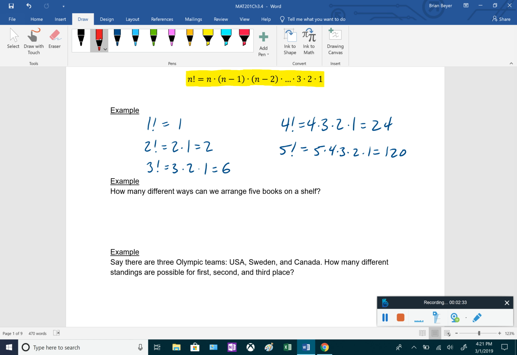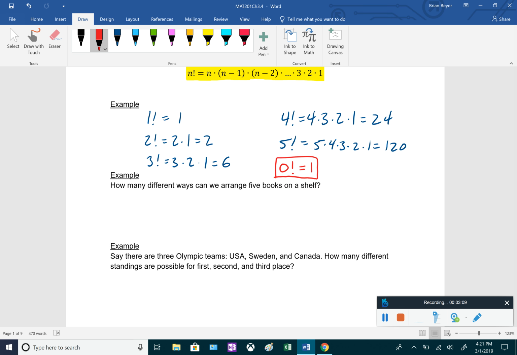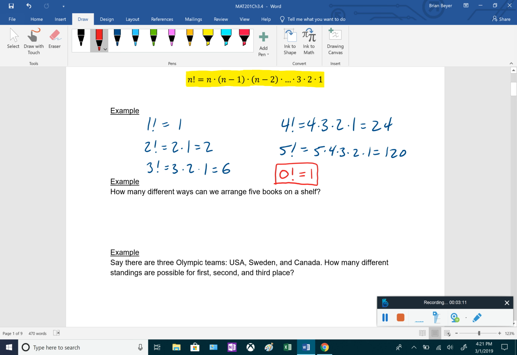So something to consider here. What if we have 0 factorial? You probably are thinking, hey, that is equal to 0, but it's not. 0 factorial is actually equal to 1. Since a factorial conceptually tells us how many different ways we can arrange that number of objects, 0 factorial is saying we have 0 objects. So we can arrange 0 objects one way, and that's just not having any objects. Conceptually it's a little bit odd, but just know that 0 factorial equals 1 for now.